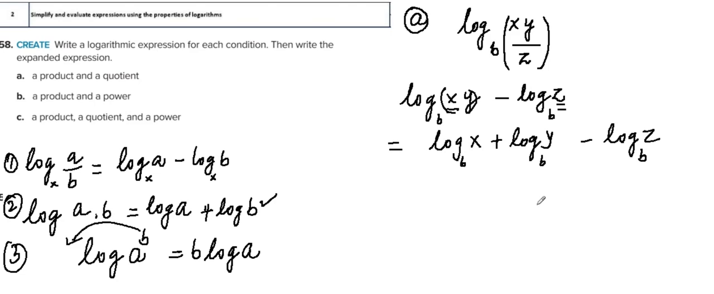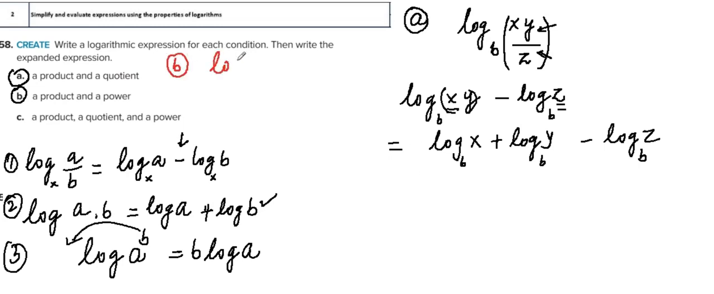So this is how we expand product and quotient, because they are saying product and quotient. So this is the a part. Remember, this is log a over b. Division is separated by minus, product we use plus, and the power rule is there. Now look at the b part. They are saying product and powers. So the b part is simple.